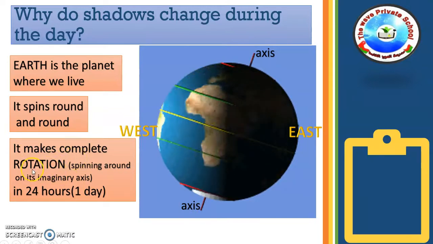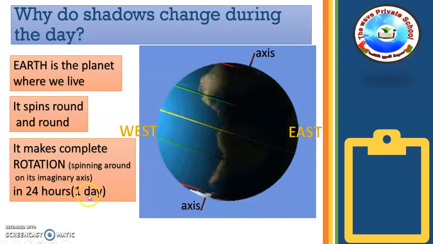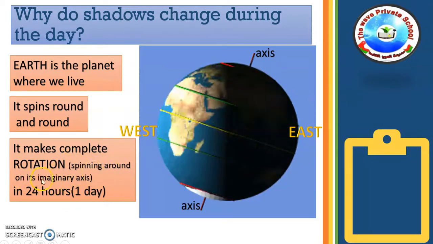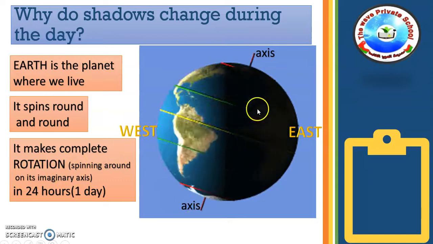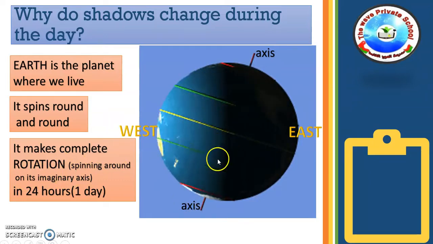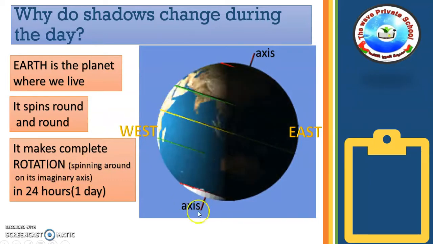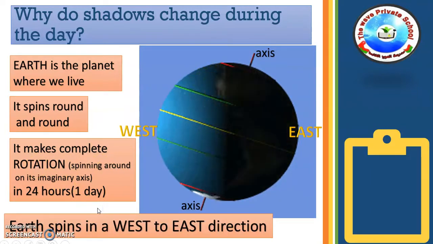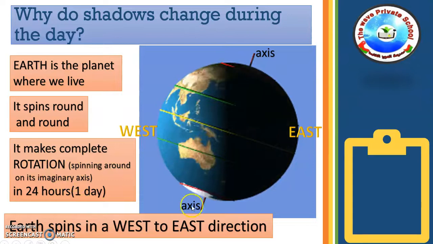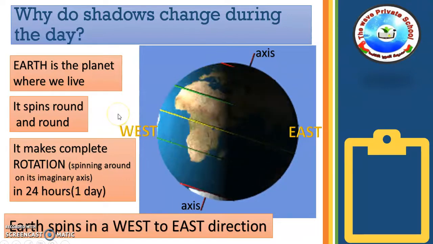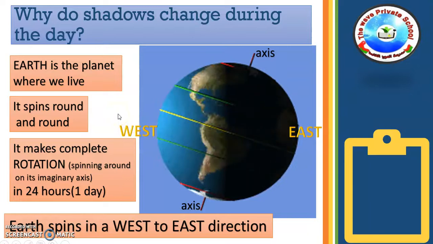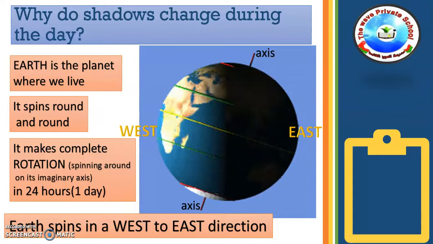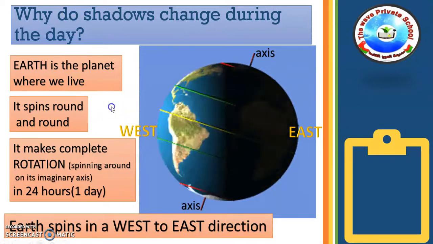It takes a complete rotation in 24 hours or 1 day. Rotation refers to the spinning around on its imaginary axis. This is what we call the movement of the Earth on its imaginary axis, that is rotation. Earth spins in a west to east direction. So now you've got an idea what Earth is all about and the movement that the Earth makes.